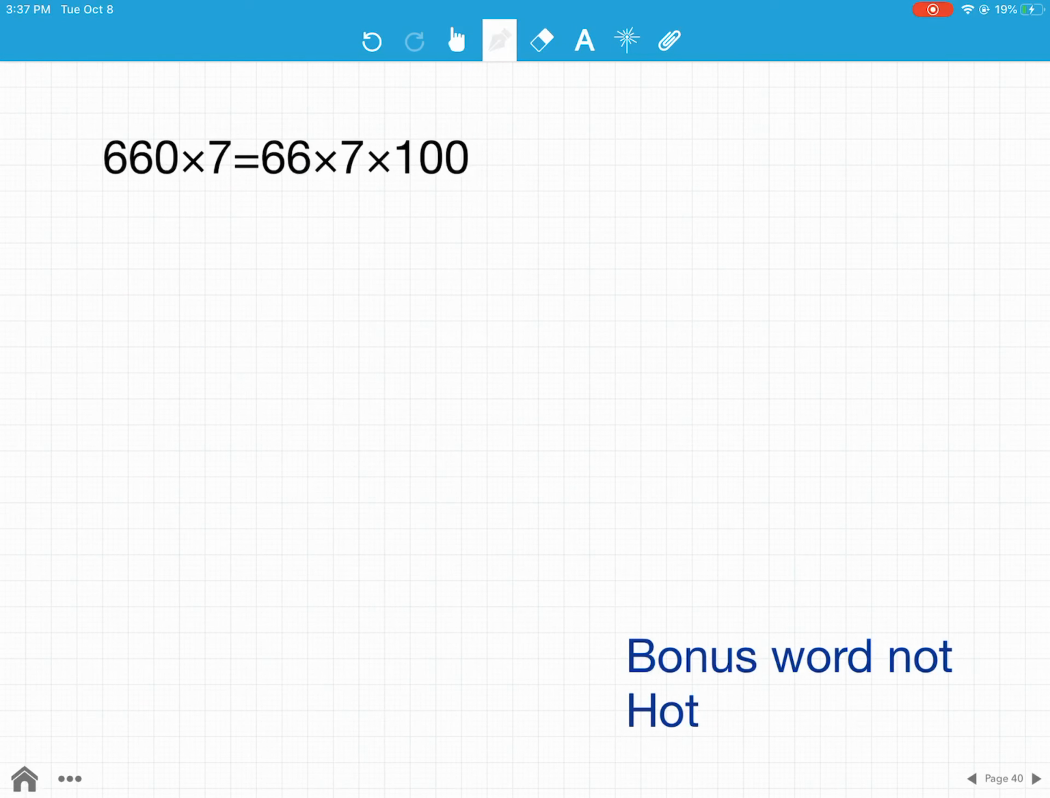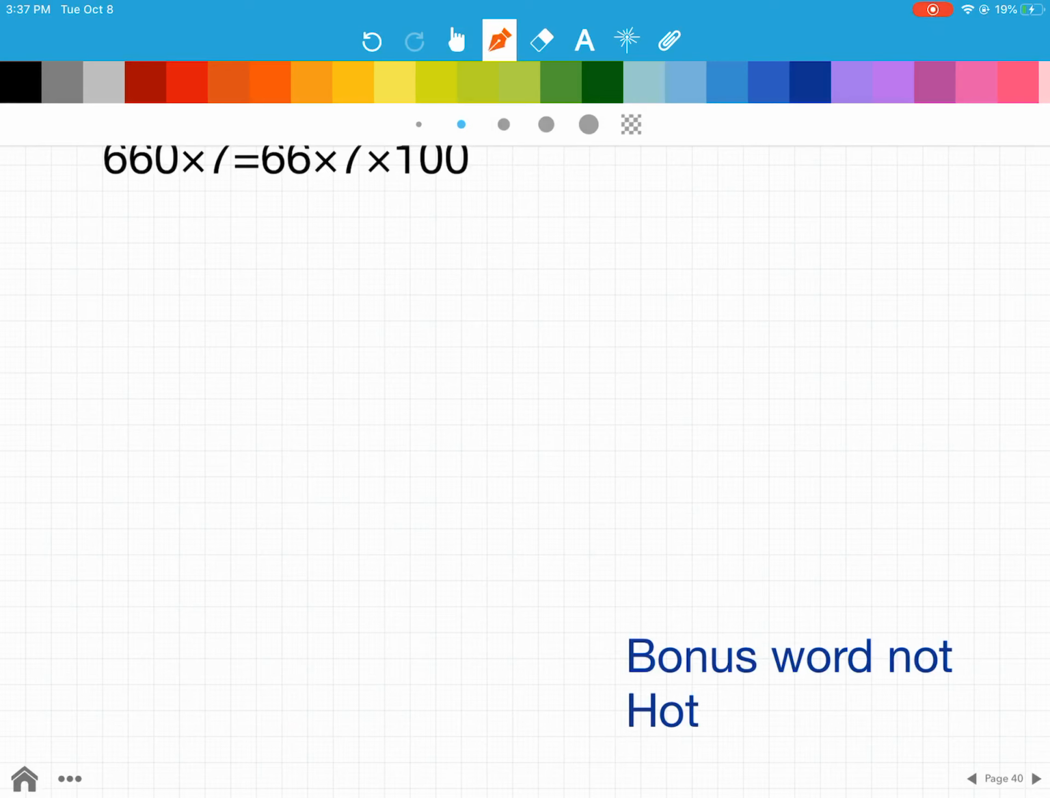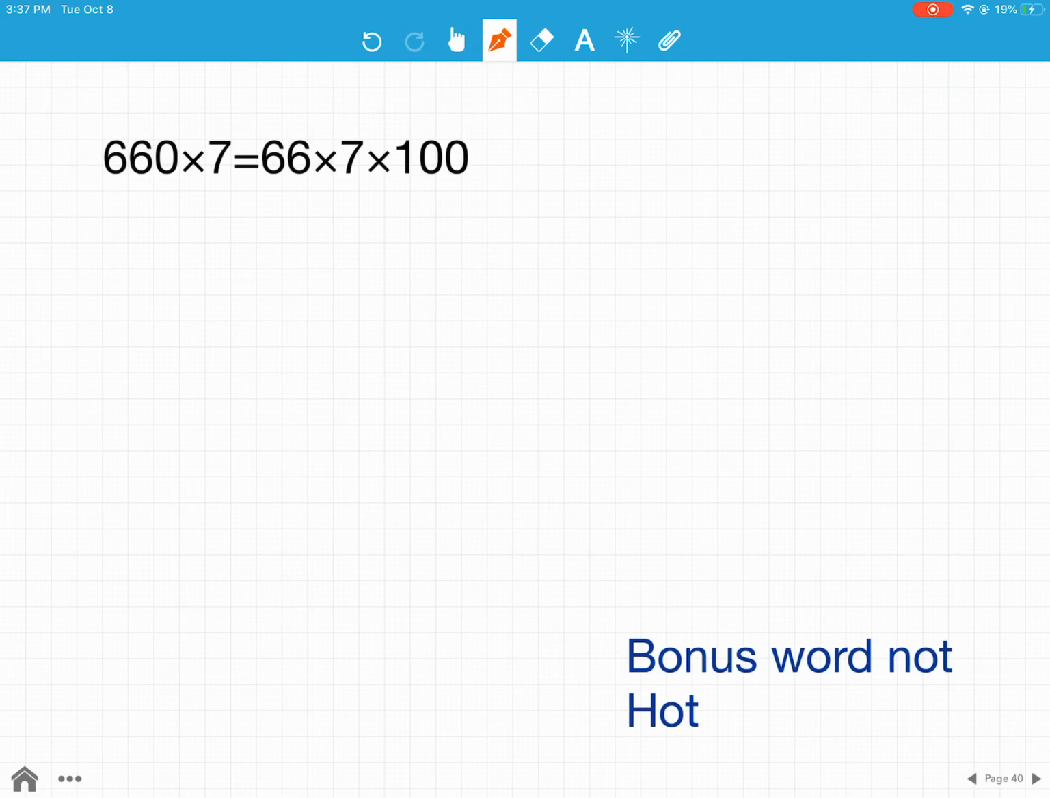This is not your bonus word. If you are paying attention, I want you to wait till the very end. This is not your bonus word. Because it says not. All right. Just seeing who's paying attention and who's going to the end.